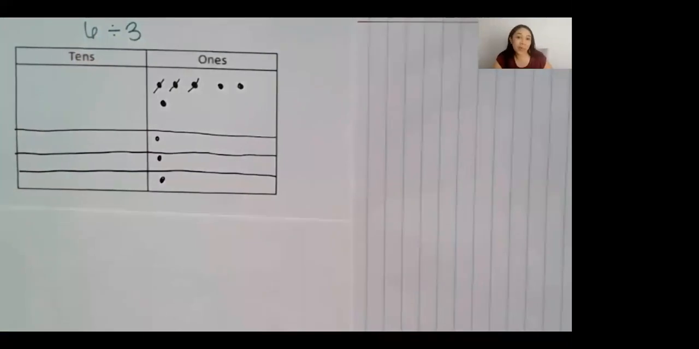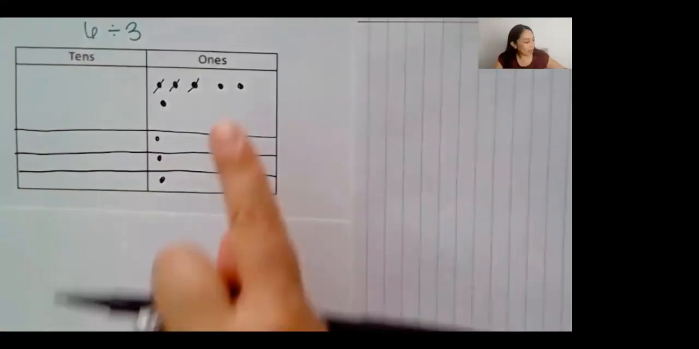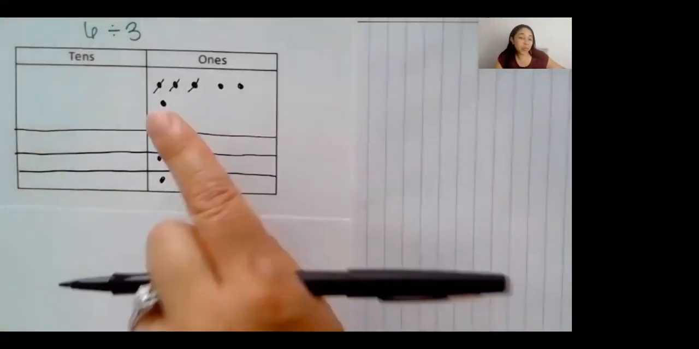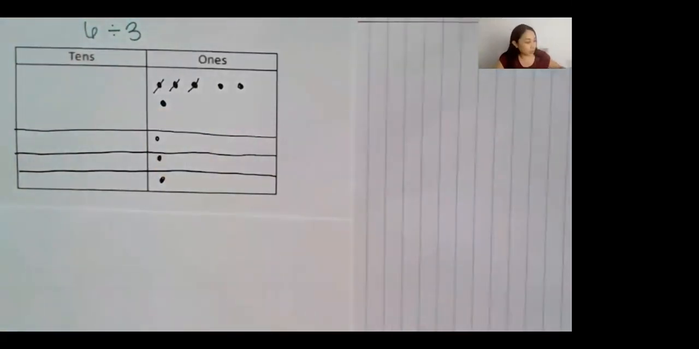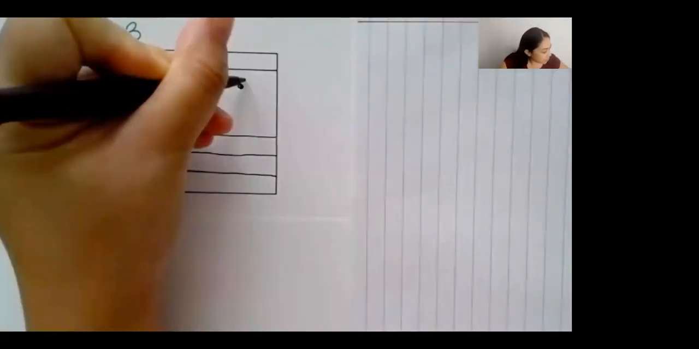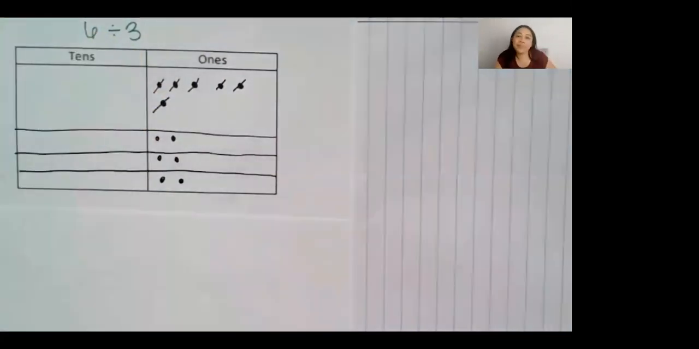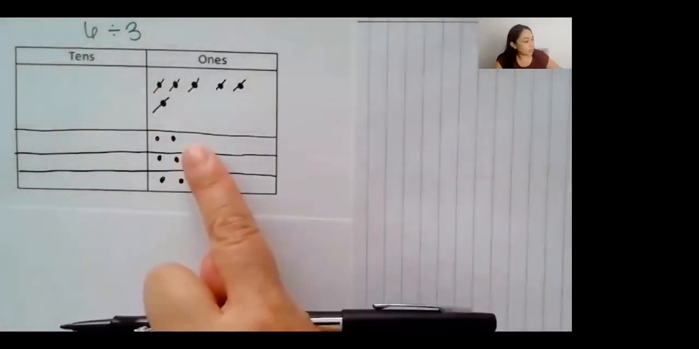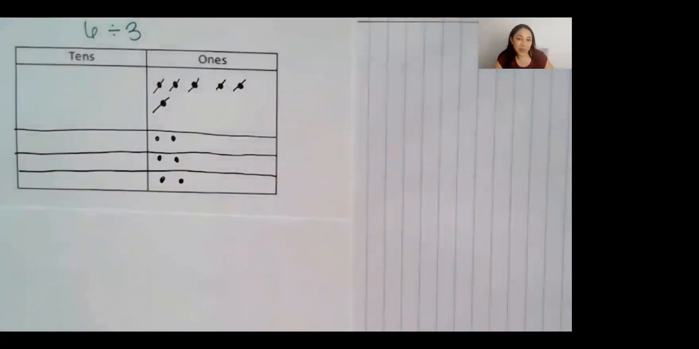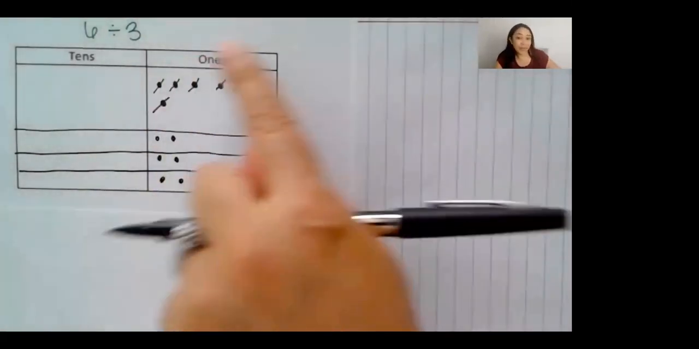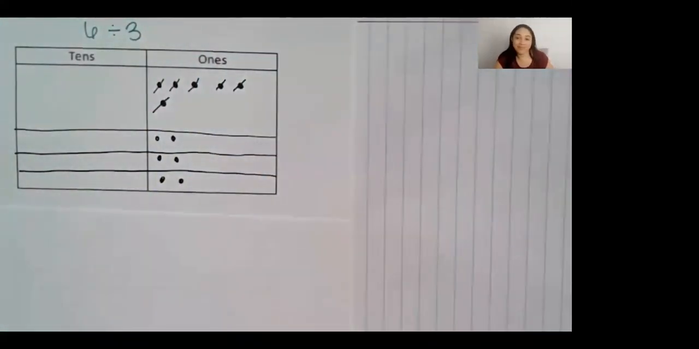Next, put another in each group if you're able. Are we able to put 1 in each group again? Yes, we have 3 ones here. Let's distribute them one more time in each group. We can put 2 ones in each group. Are there any left over? No. How many ones are in each of our 3 groups? 2 ones in each group.